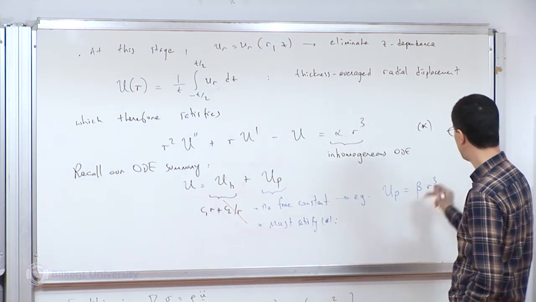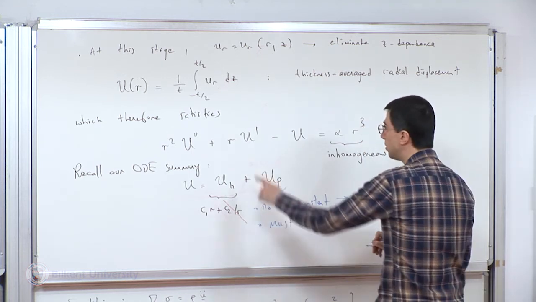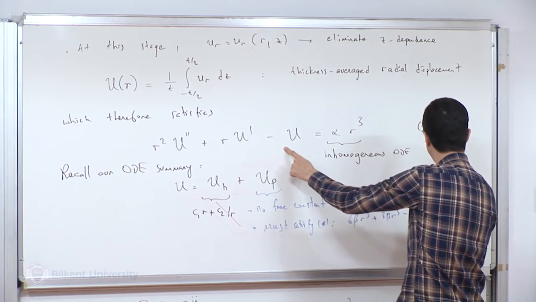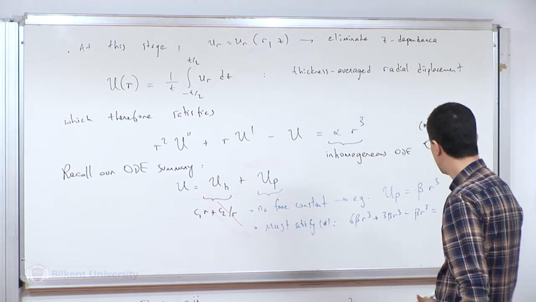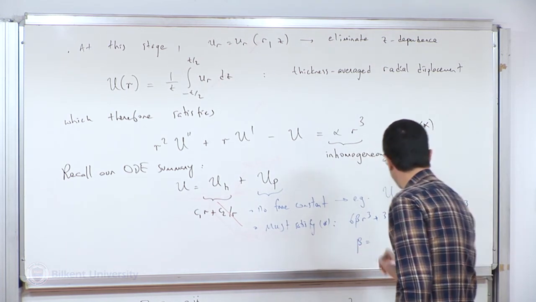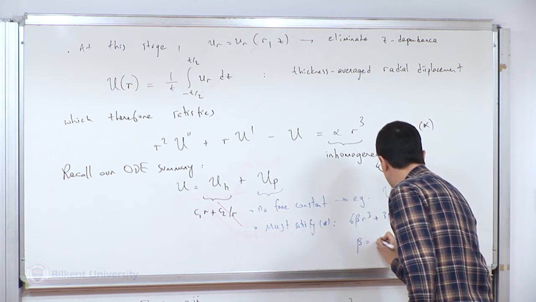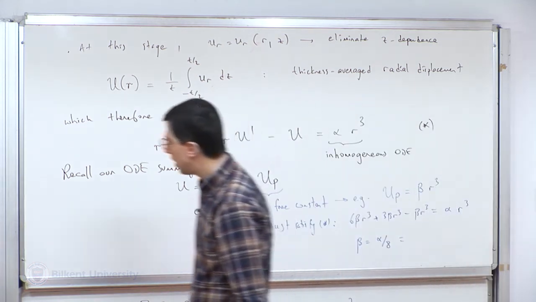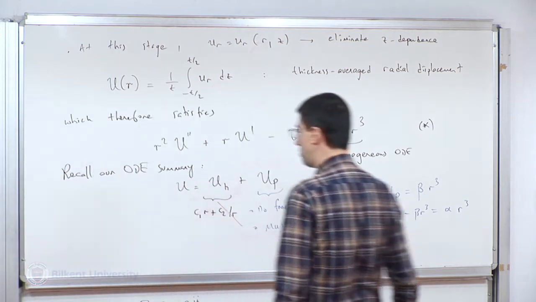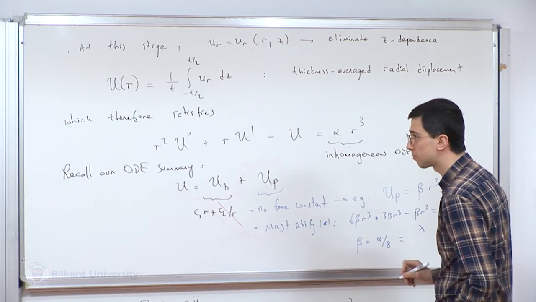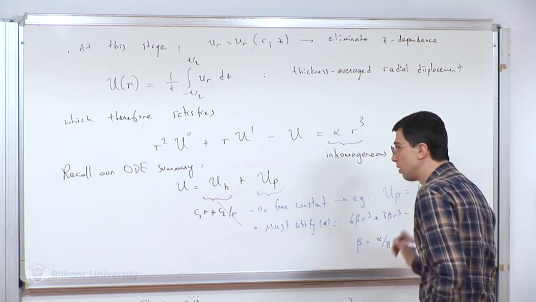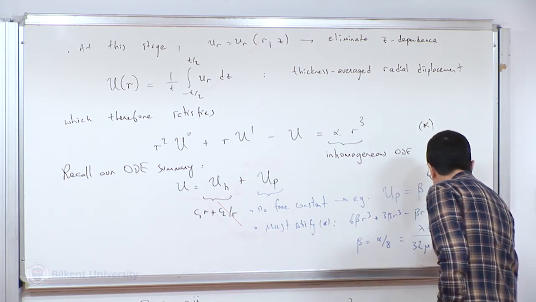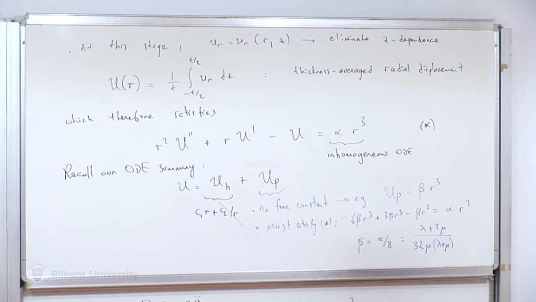And therefore, I have two derivatives. So 6 beta r cubed, one derivative plus 3 beta r cubed, minus no derivative r cubed, is equal to alpha r cubed, or beta is equal to alpha over 8. And there it is. And in fact, I know what alpha is. It was defined here. So let me write down what beta is. It's lambda plus 2 mu over 32 mu, times lambda plus mu.